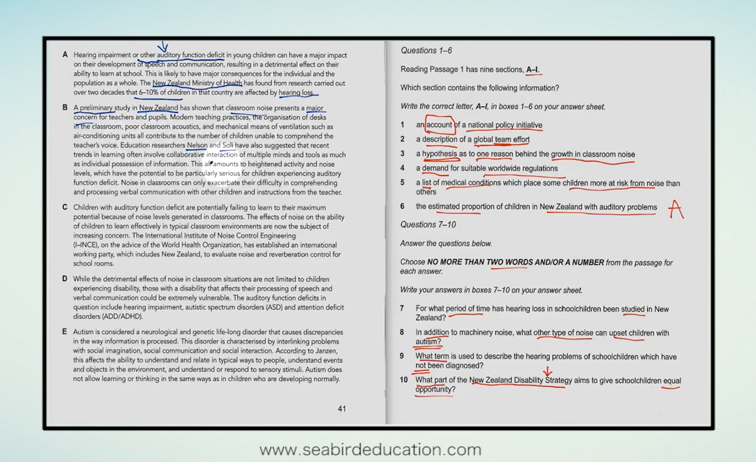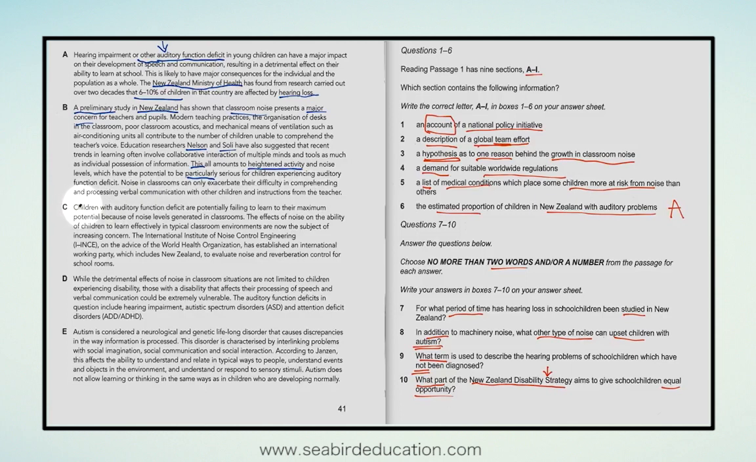Okay, so notice I'm going very quickly. This is a type of hedge phrase. This all amounts to... so it means we will have to look back at these factors that they're talking about here if I want to understand what they mean by heightened activity. This word "particularly" is a type of hedge phrase.